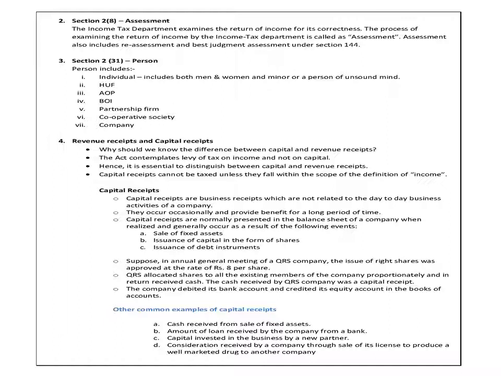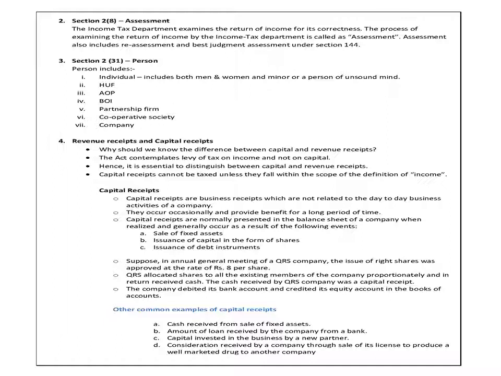Okay, so let us see what a capital receipt is. Capital receipts are business receipts which are not related to day-to-day business activities. They occur occasionally. What is the meaning of occasionally? Only sometimes they occur. Capital receipts are normally presented in the balance sheet of the company. Where will you find the capital receipts? It will be found only in the balance sheet of the company.